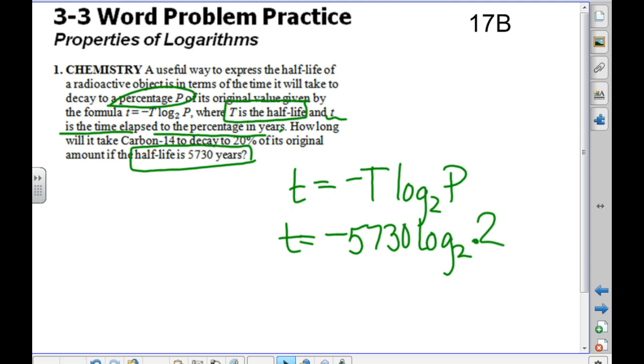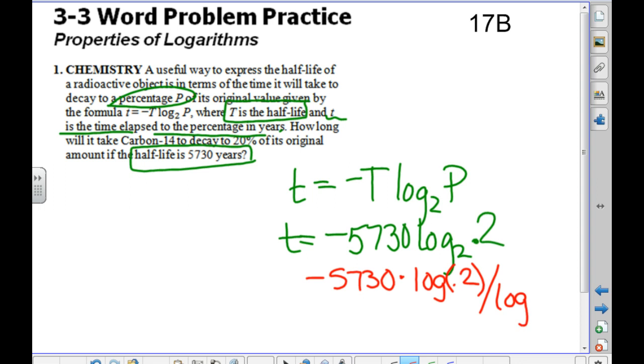Right, if you have an older calculator, you want to type negative 5730 times the log of 0.2 divided by the log of the little base, which is 2. Okay? It's a long time if I remember right. 13,000 or 14,000? It's like 13,000. Yeah, because it came with the formula.